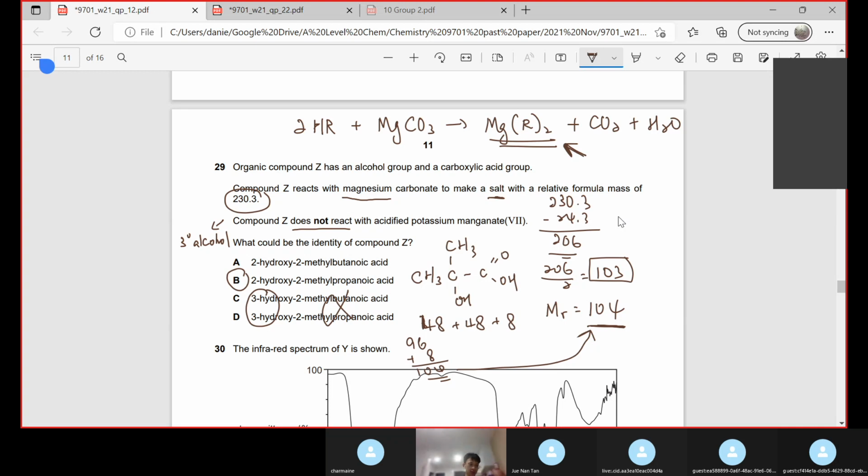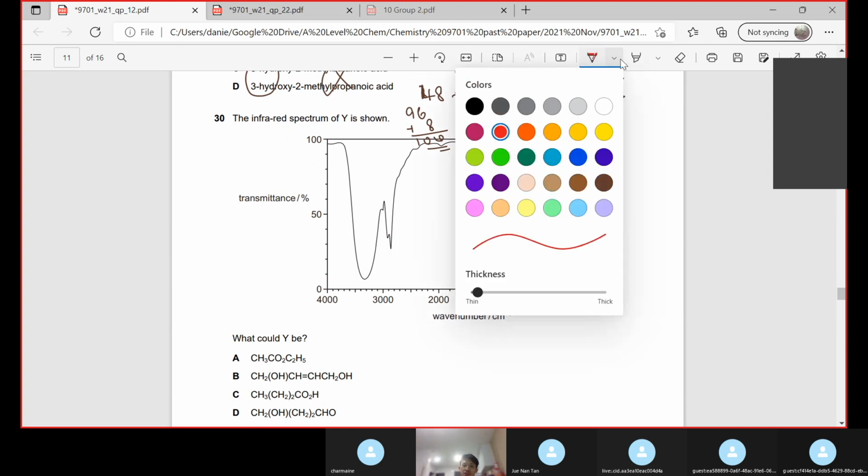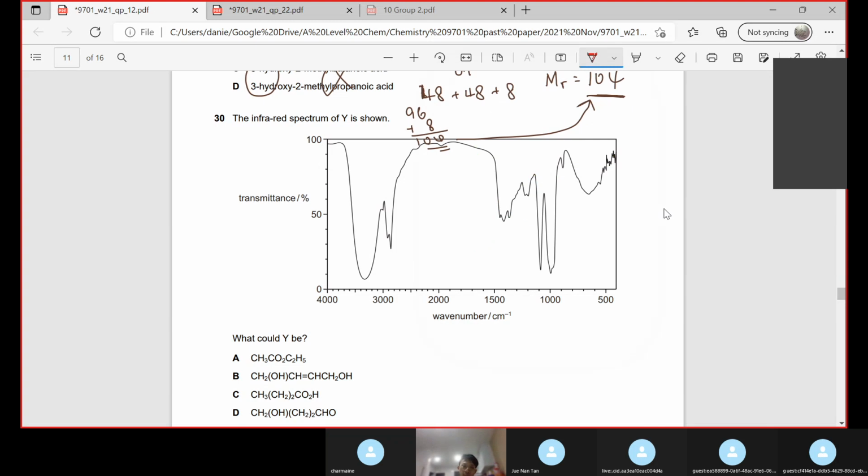29 is another complicated question. Okay, 30. For this, what you need to notice here is this is the OH peak, I believe you should know. OH peak, but which one? Carboxylic or alcohol? It should be the alcohol one, as it is close to 3500 already. It is considered quite close to 3500. If it is a carboxylic acid OH peak, it would be around 3000.